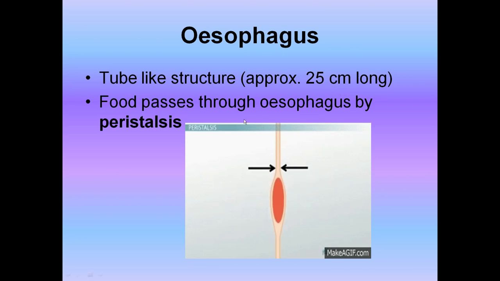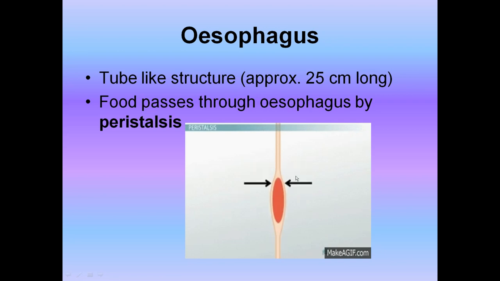Food moves through the esophagus by peristaltic movement, peristalsis. What is peristalsis? Peristalsis refers to the rhythmic contraction and relaxation of the muscles present in the esophagus. As you can see, the food is moving in a ball-like structure, which is referred to as the bolus. This ball-like structure, which is chewed and swallowed and passes from the pharynx, is referred to as the bolus.